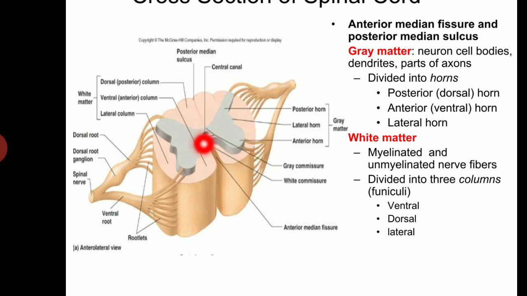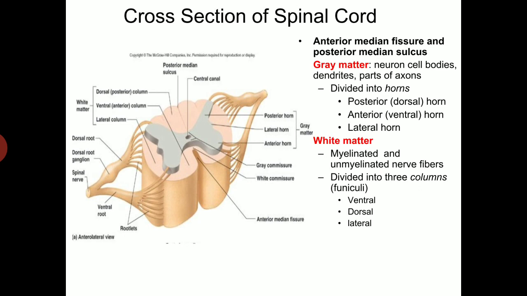Now centrally there is the central canal, and in front of the central canal there is a part of gray matter which connects both halves of the gray matter, known as the anterior gray commissure. And this is a part of white matter in front of the central canal which connects both halves of the white matter, known as the anterior white commissure. So this is a cross section of the spinal cord.